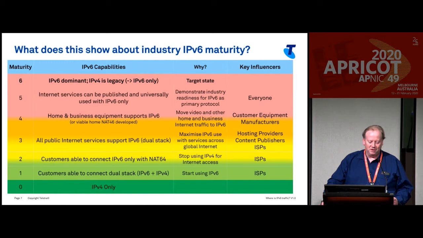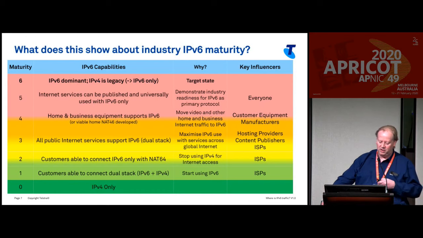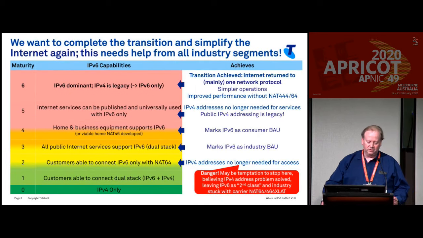So for me, and I've thought this for a few years now, the time that we can start saying that we're winning on IPv6 transition is when we see that internet services can actually be published using IPv6 only. Now, it's taken us 12 years to get to the point of starting to get into stage two here, at least from Telstra's perspective, and clearly from what I've heard for a lot of providers around the world.